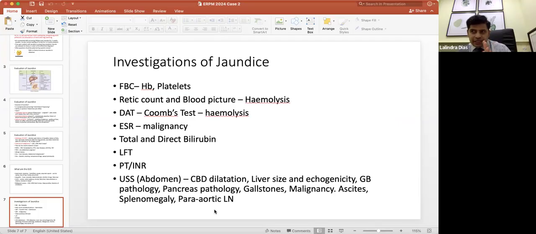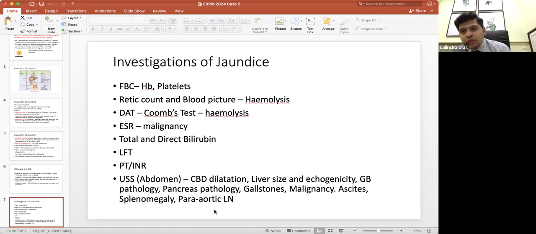First of all, you must tell the examiner, I would like to do some basic hematological investigations like full blood count. In the full blood count, I am going to have a look at the hemoglobin, and also the platelet count. Why? Hemoglobin will be low if it is hemolytic jaundice, and also if it is following cirrhosis as well as liver or other GI malignancies.